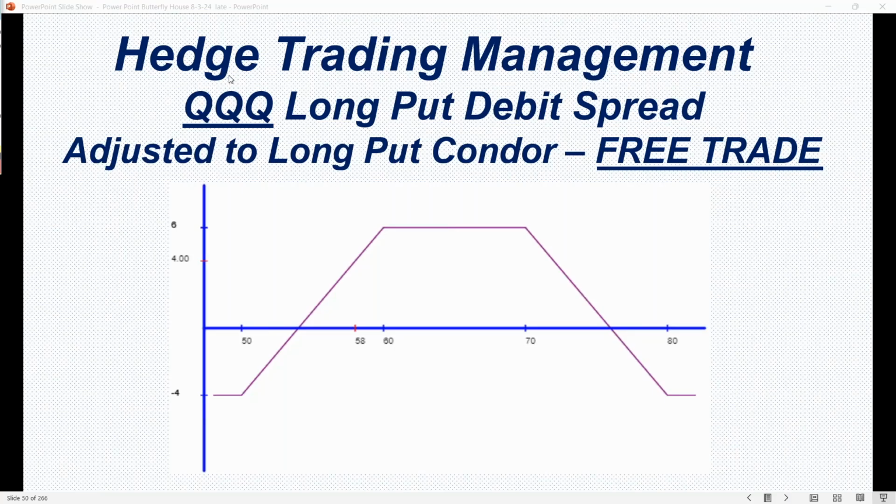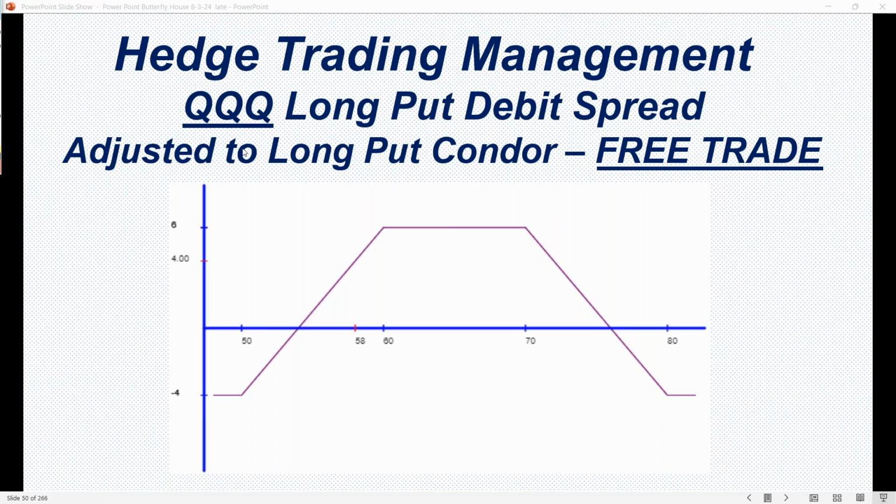Now here is something that's so important: hedging, okay? And so I'm going to show you a couple examples here of what I call hedge trading management using the butterfly and the condor. So this was one that we had set up. This was a QQQ put debit spread that we had.